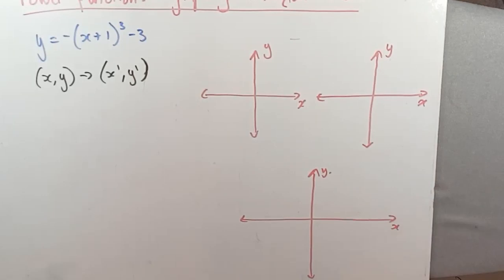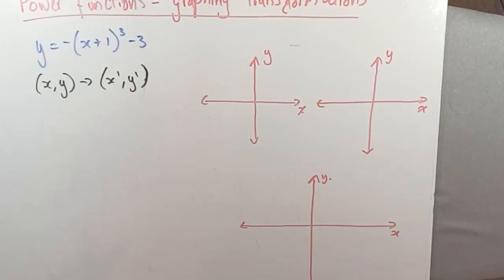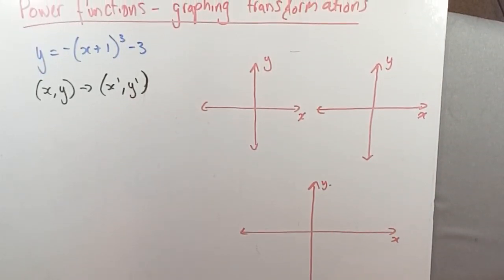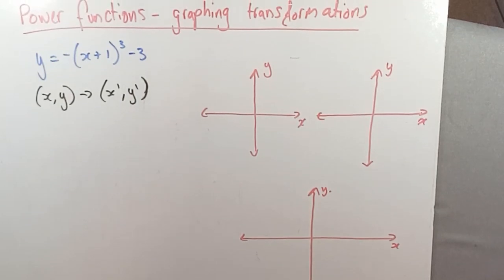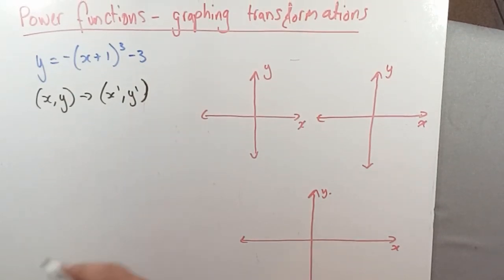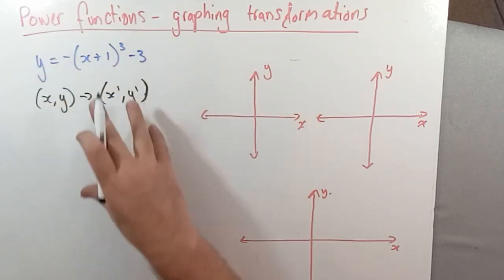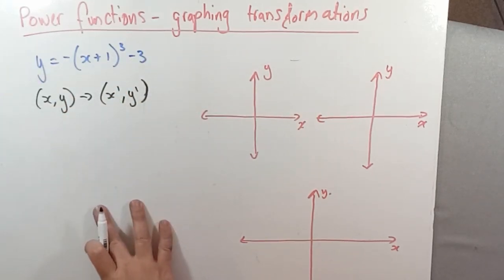Okay, graphing power functions. This is another example, really. This is pretty much the same thing. Okay, so what's happened to this one? We'll use the other method this time. Instead of by inspection, let's do the formal mapping way.